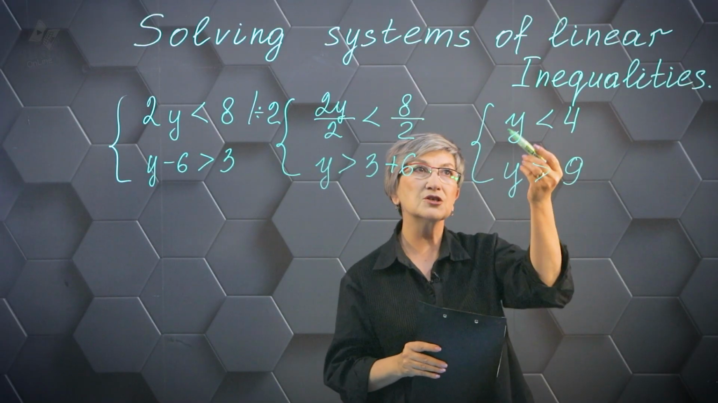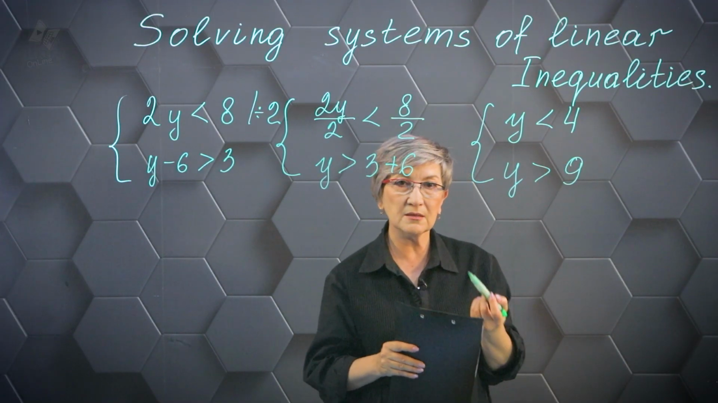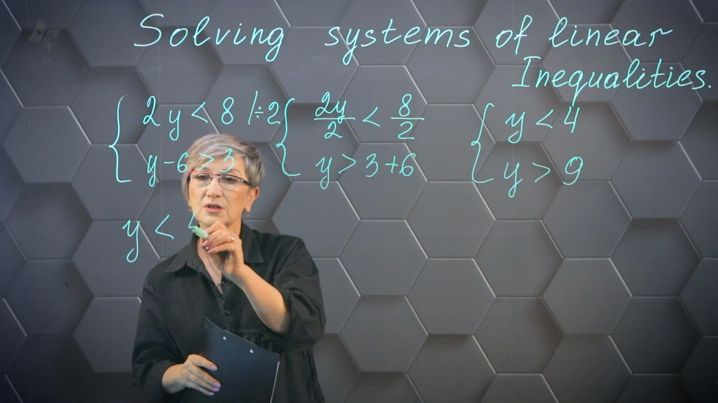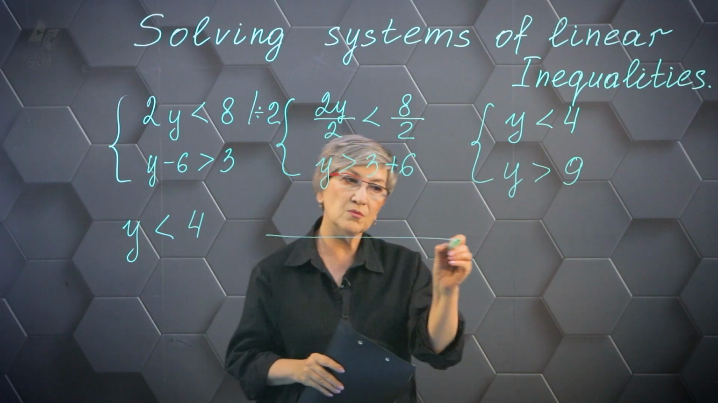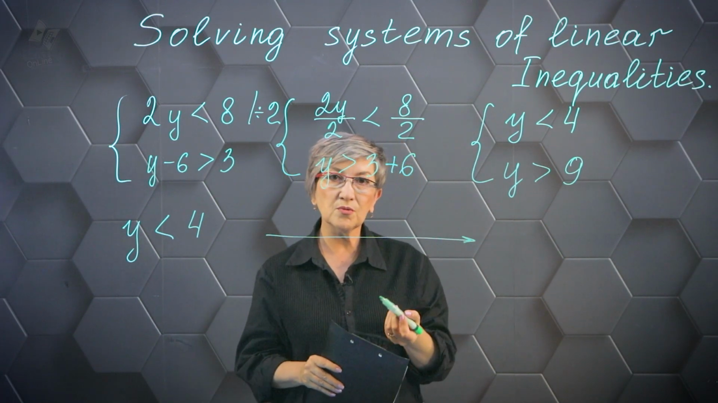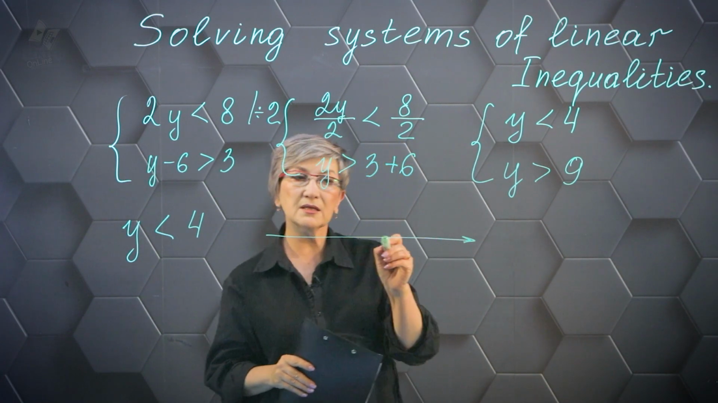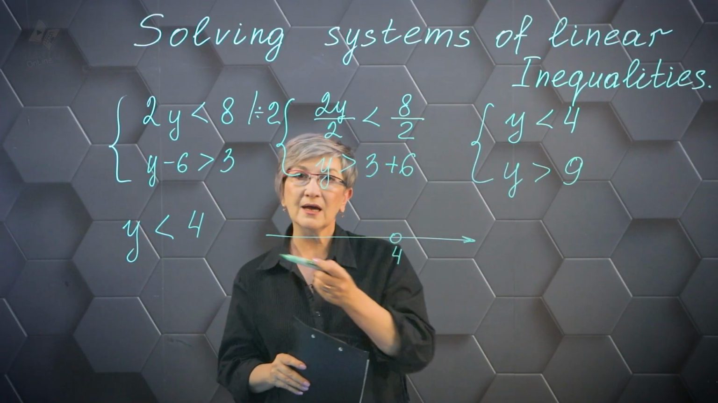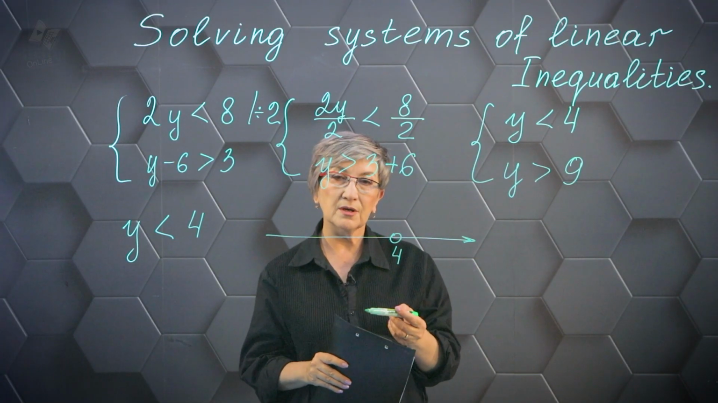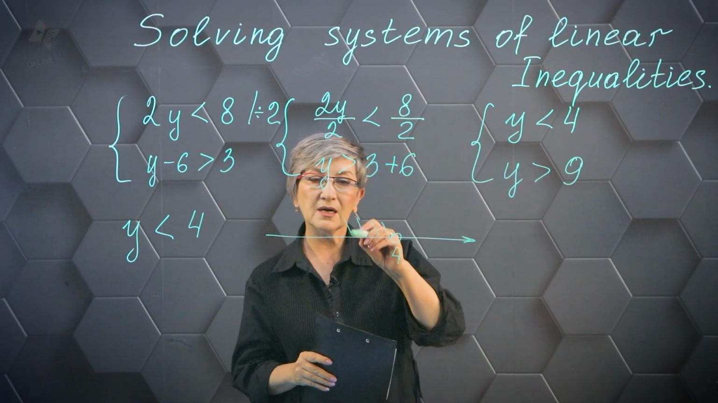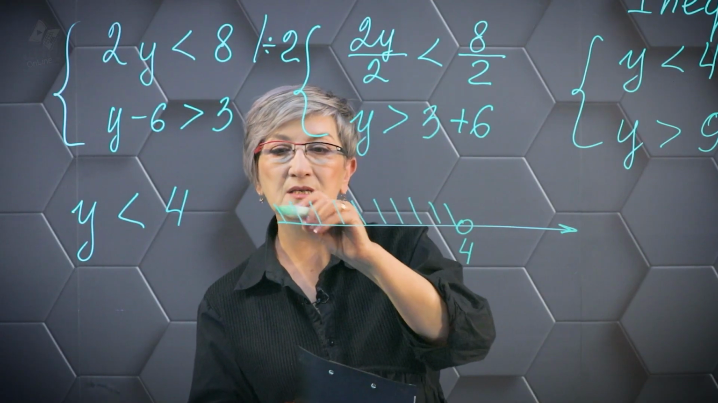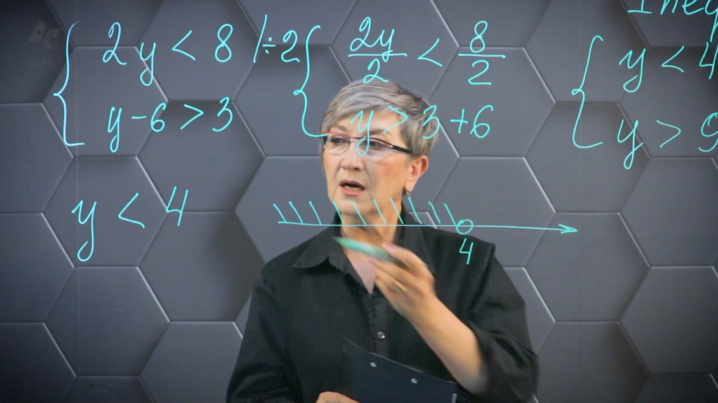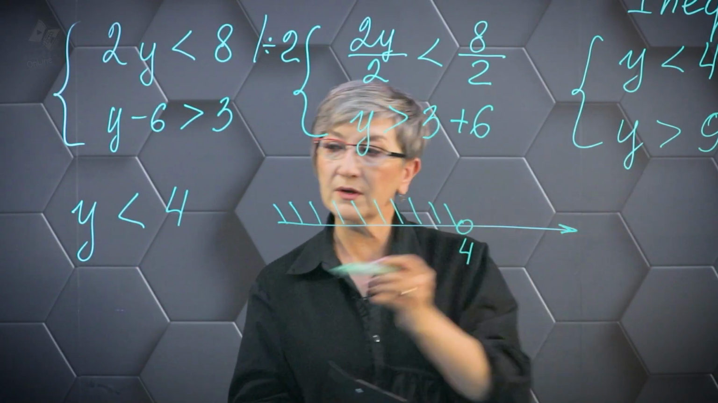Let's demonstrate the solution of these inequalities on a number line. Let's start by writing the first inequality, y is less than 4. And on the number line, we will illustrate the solution to this inequality. We will denote the point 4 and show all the values that fall below 4. I like to illustrate this and shade this interval like this, using these lines.